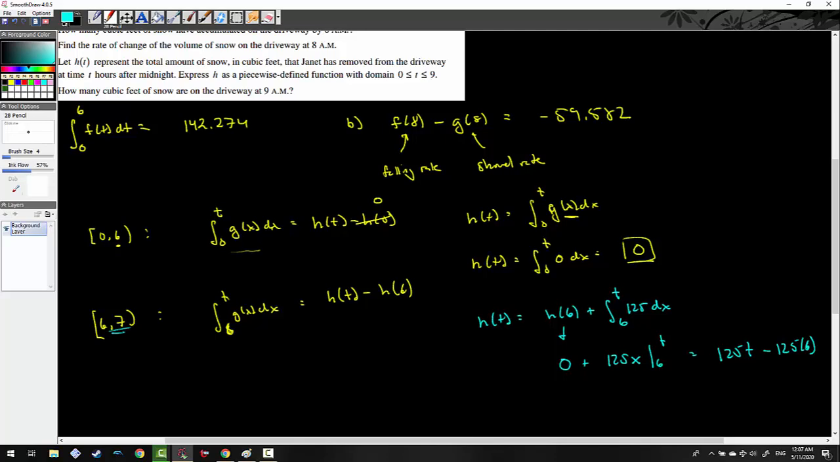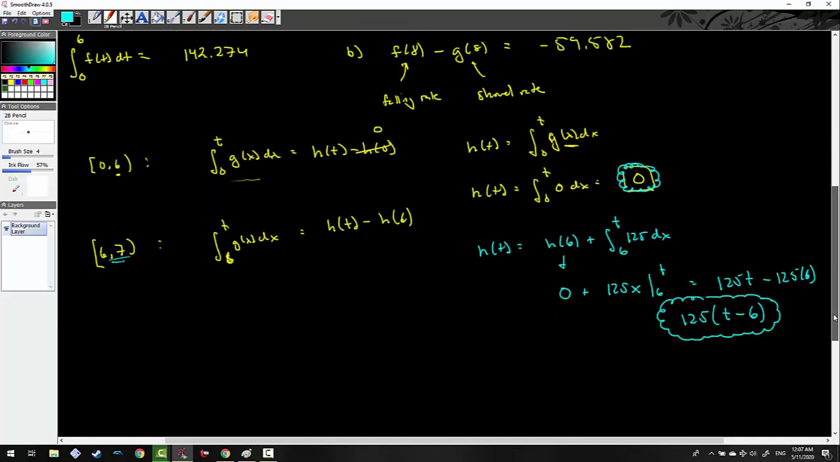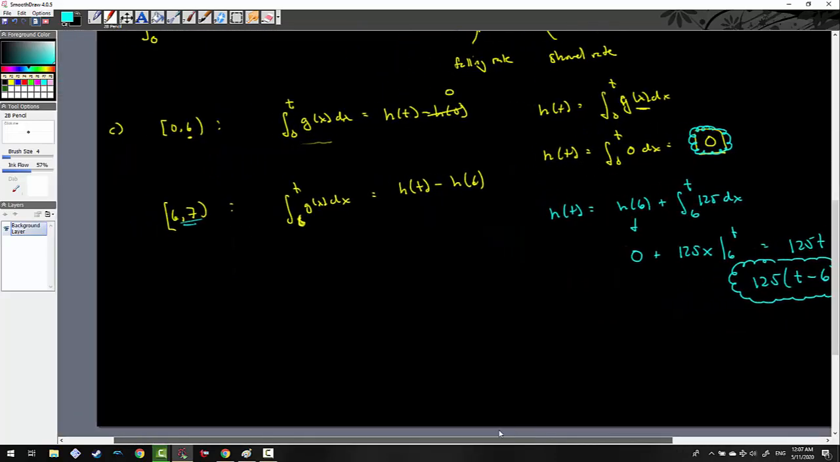They both have a 125 in common, so I can factor it out and call it 125 times t minus 6. So this function is the function that is valid between 6 and 7. The 0 is the function that is valid between 0 and 6. So we've got 2 of our 3 pieces already. Alright, let's keep on going.